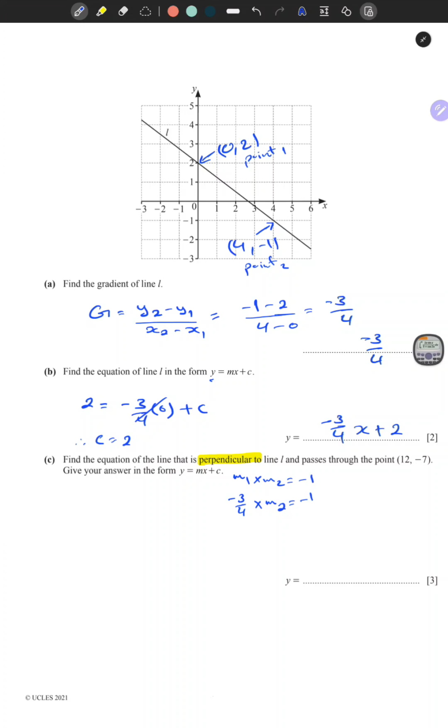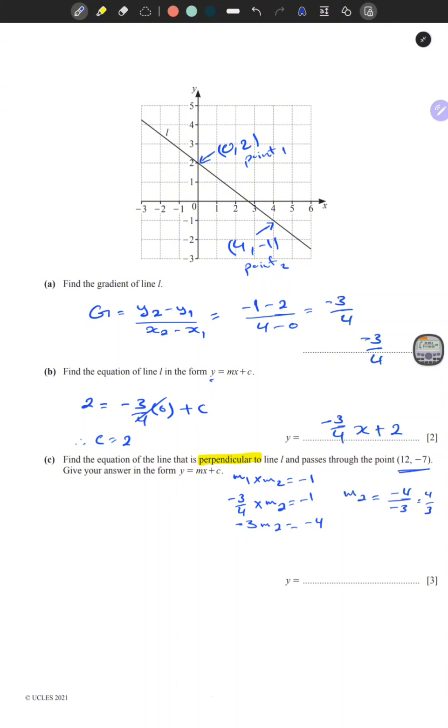That means -3 m2 over 4 is equal to -1, so -3 m2 is equal to -4. So m2 equals -4 over -3, which is equal to 4 over 3. I just did a cross multiplication here and made m2 the subject of my formula. So I will use this new gradient, which is 4 over 3, and the point (12, -7), to find the new equation of the line.